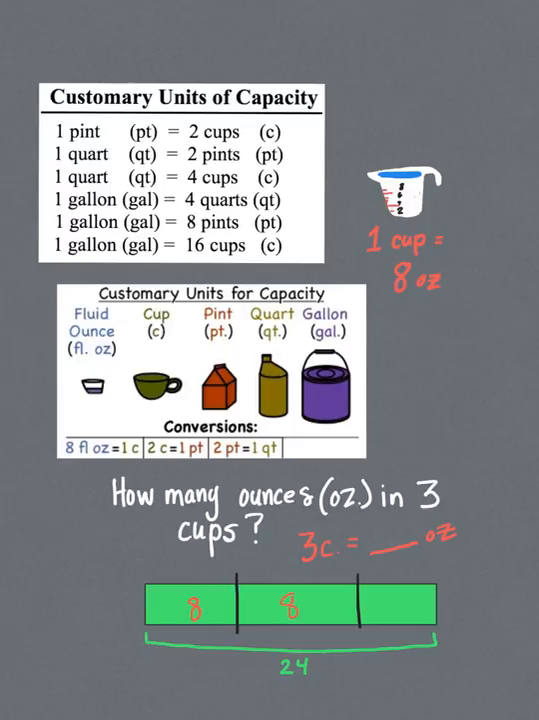Okay, so we're going to multiply 3 cups times 8 ounces, and that means we're going to have 8 ounces, 8 ounces, 8 ounces, because each of these is equal to 1 cup. So again, 1 cup equals 8 ounces. We would multiply 1, 2, 3, 8 times 3. 8 ounces times 3 cups is 24 ounces.